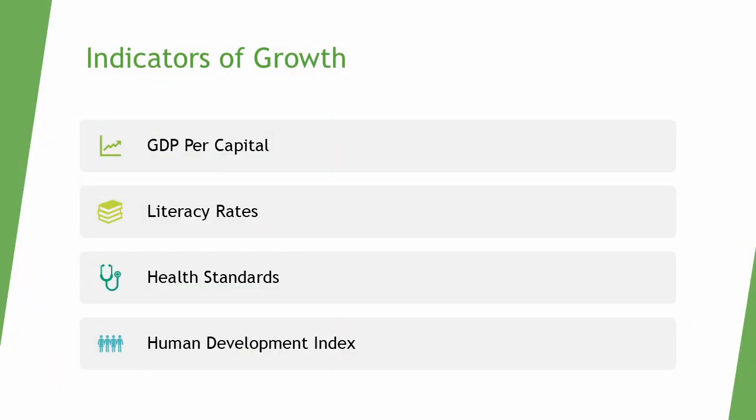The indicators of growth include GDP per capita, literacy rates, health standards, and the Human Development Index. GDP per capita measures a country's total economic output per person, affecting globalization by indicating market potential and economic strength. Literacy rates measure the percentage of literate individuals in a population, affecting globalization by determining workforce skill levels and productivity.